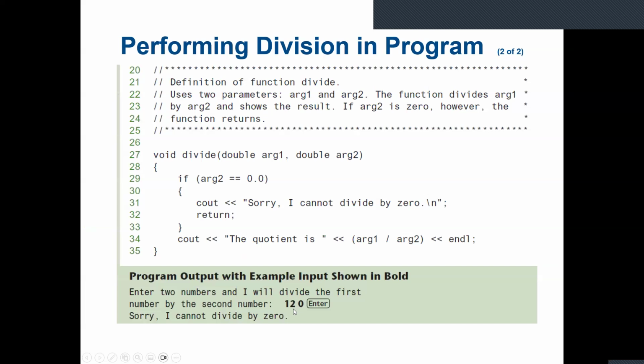We have 12 for argument 1, and 0. Since argument 2 is equal to 0, we print out this statement: Sorry, I cannot divide by 0. Then we return.